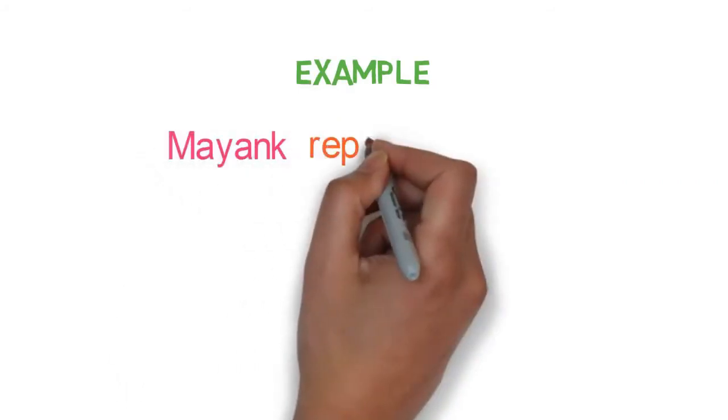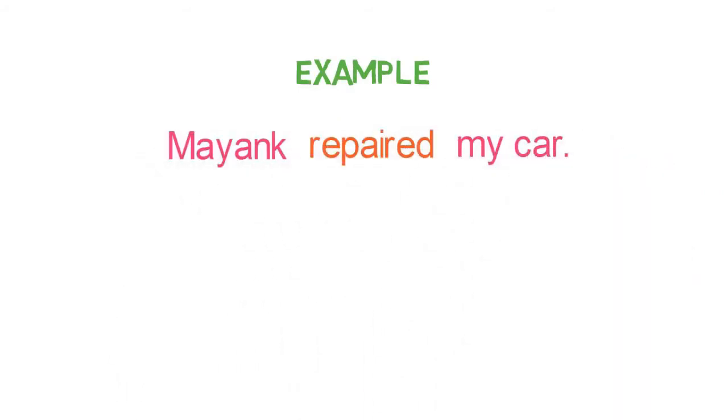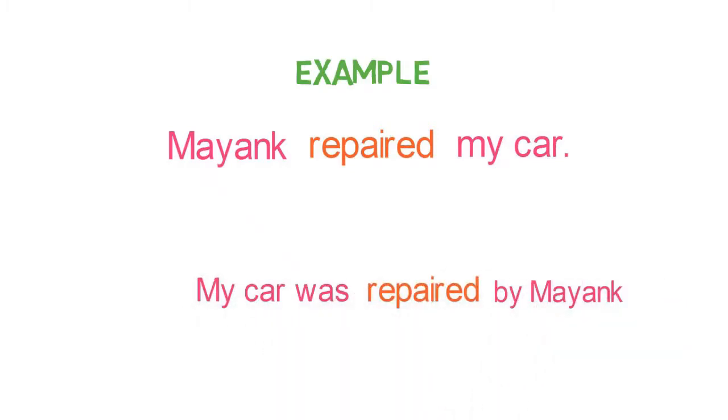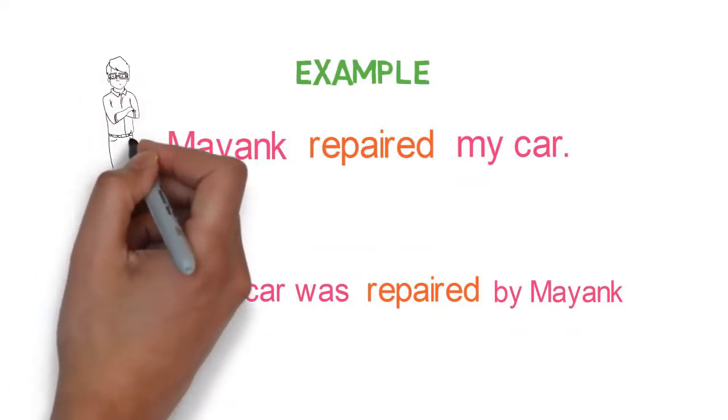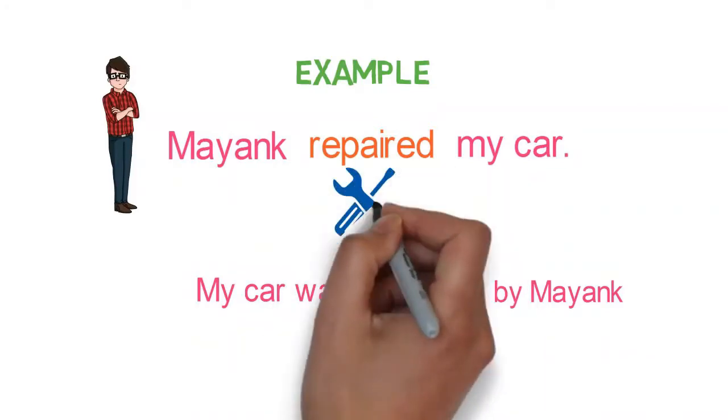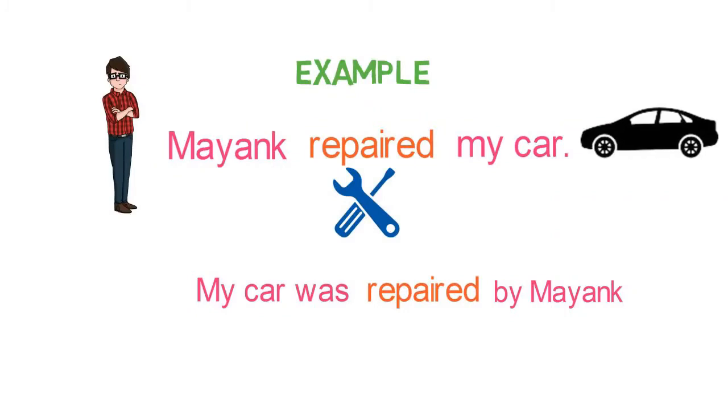So remember the example that I can give. Mayank repaired my car. That is the active voice. In the passive tense, my car was repaired by Mayank. So here, what was the action? That he repaired. Isn't it? These are the actions that happened.